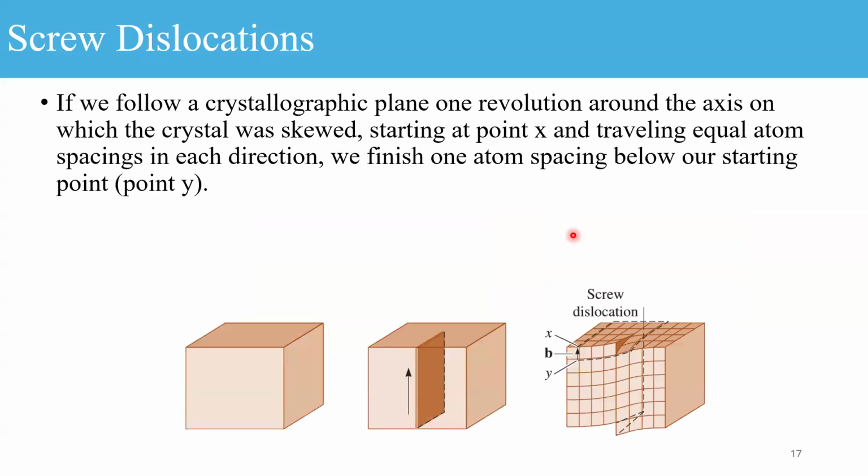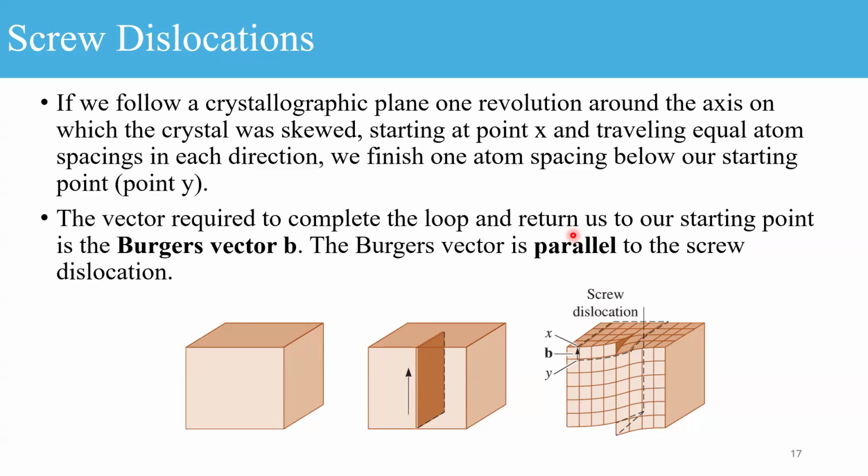So this is the similar description that we saw in the video I just explained. If you start from one point and make one revolution, you end up in a point which is one atom spacing below our starting point. And the vector required to complete the loop and return to our original point is known as Burger's vector B. In the case of screw dislocation, the Burger's vector is parallel to the screw dislocation. So this is the screw dislocation direction, and the Burger's vector is parallel to it.